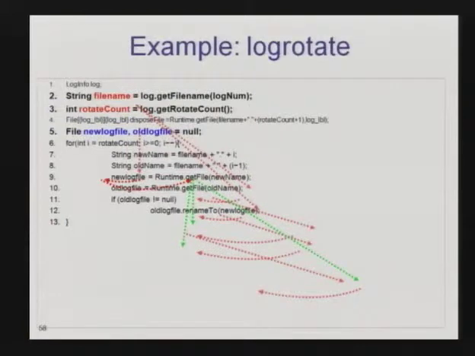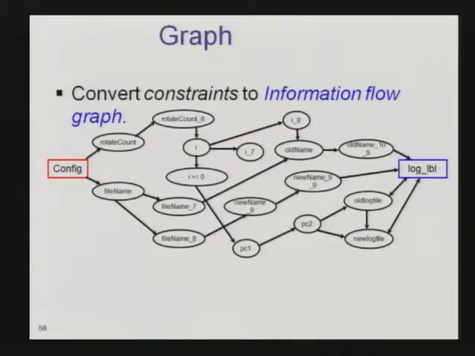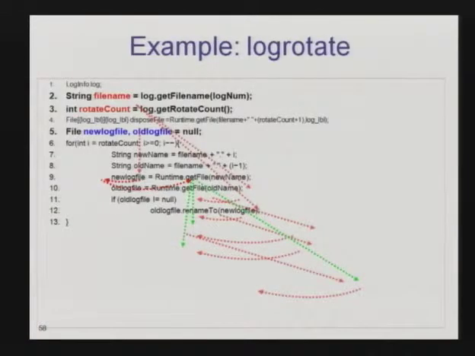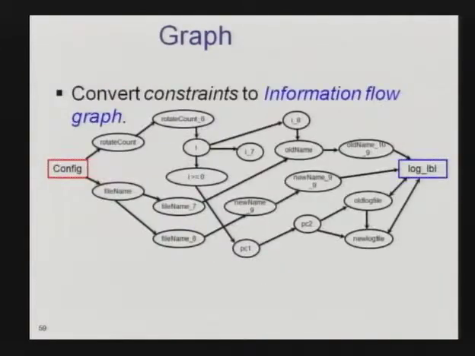So think about, what is that? Rotate count 6 to I, which probably corresponds to this one, rotate count I, from this for loop. So there is a flow of information from here to here. This is your high security variable, the config file, and this is the log file that you're writing to, and these are all paths through which the information can flow.